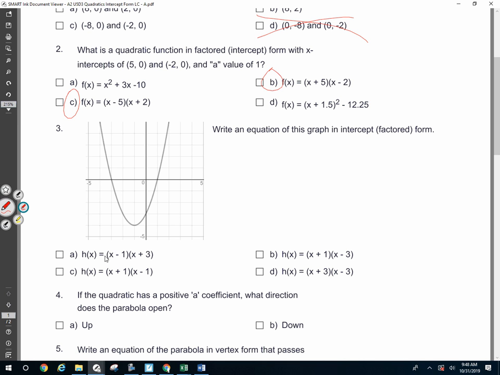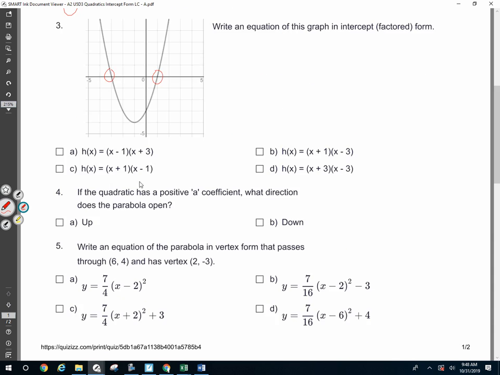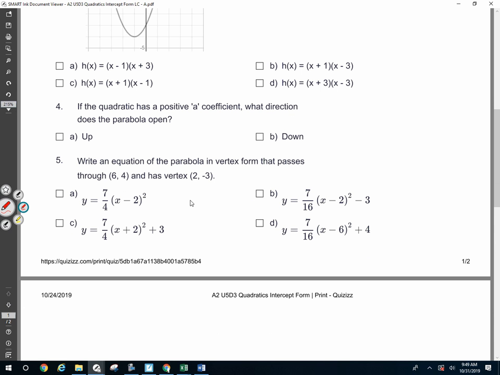Okay, this is great because you know A is not going to be 1. You just have to be able to identify the intercepts and then find the equation. We should understand 4. Okay. This is different. This needs some work.